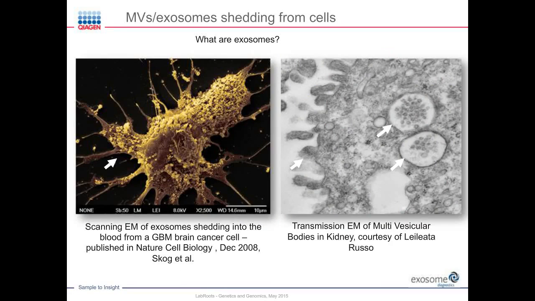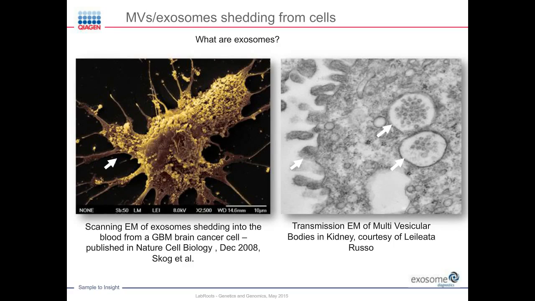This is just a visual impression of what we're talking about. On the left hand is shown a scanning electron micrograph that shows a glioblastoma brain cancer cell. And you can see it has these protrusions and budding vesicles all over the surface. So this is just an example of how many tumor cells basically produce these extracellular vesicles in really large amounts.